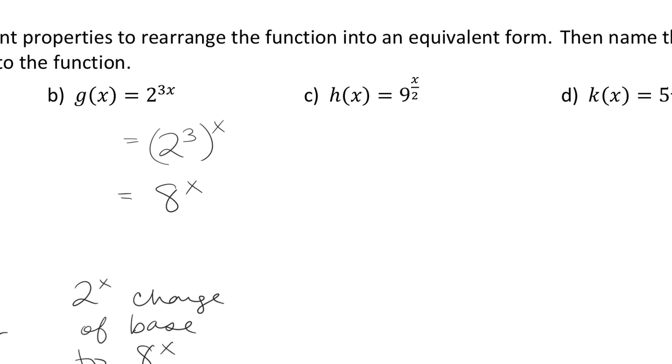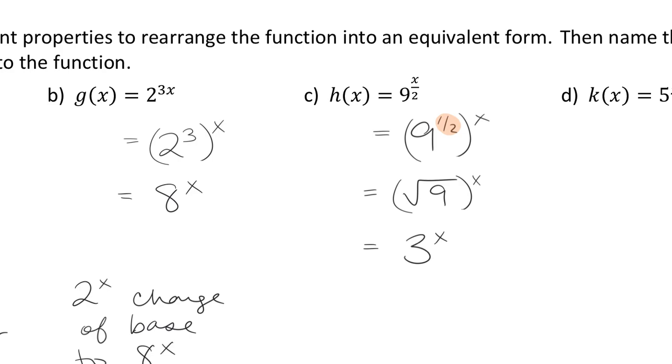Okay, let's try C. Now for C, we still said this was a horizontal dilation. We said it's a horizontal dilation by 1/2, which means what we can do is we can separate this into 9 to the 1/2 power raised to the x power. In question B, it was very easy for us to do 2 to the third power. Can we do 9 to the 1/2 power? Yes. Because 1/2 power means that I'm doing the what of 9? The square root, the second root, which yes, we would just call a square root. So this is the square root of 9, which yes, you're right, is just 3.